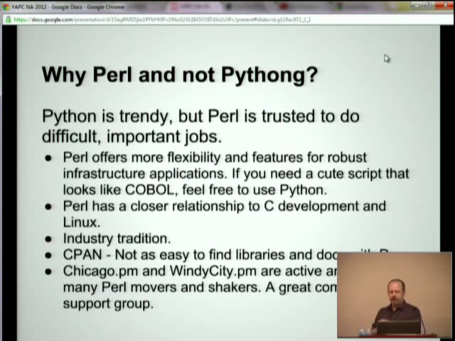So, yeah, Perl is it in the trading industry. If I'm going to do a serious job, everybody feels that Perl is the tool to do that. And if you want a cute script that looks like COBOL, feel free to use Python. I just don't understand. Everything else is in C and in Linux. And, of course, Perl has a great relationship with the Linux environment, and it's C-based. Python's C-based too, right? But it's this integration into the environment that helps Perl be successful. And so it's also part of the industry tradition.